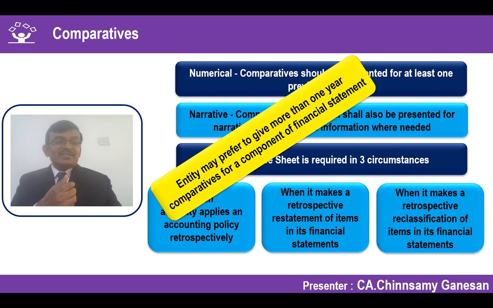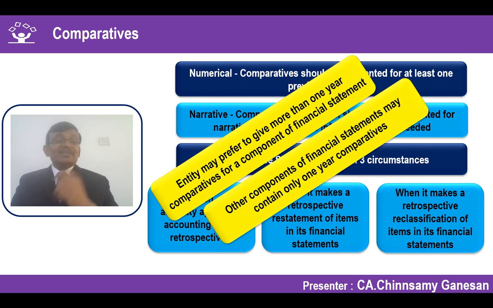But interestingly, what it says looks a little funny: only the P&L alone can be given for two comparative periods. That means three P&L accounts can be given for three periods, but the company, if it decides so, need not give the other components of the financial statements. So the balance sheet can be only for the current period and the comparative period. The cash flow statement can be only for those two periods. The statement of changes in equity can also be only for the two periods.